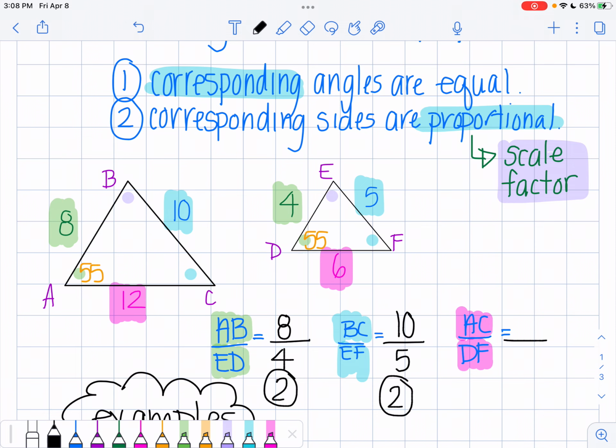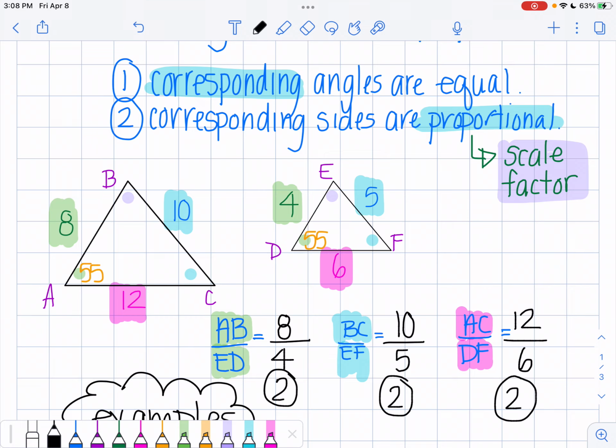Now we'll look at the last side. AC and DF, it's the pinks. AC is in the big triangle, it has a measure of 12, and DF is in the small triangle, its corresponding side has a measure of 6, and 12 divided by 6 is equal to 2. Notice how they all give me 2. That means that 2 is my scale factor. That means that triangle ABC is twice as big as triangle DEF.